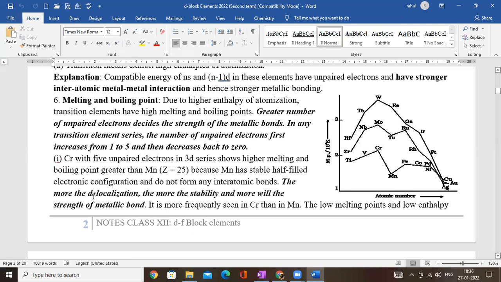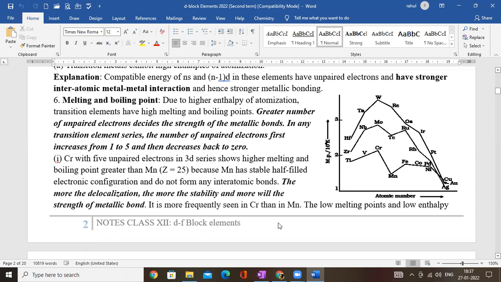There is another point. Remember beta, the more the delocalization, the more the stability and more will be the strength of metallic bond. That means if there is more delocalization of electron, the greater will be the stability of the atom, and greater will be the metal-metal bond formation. You will find that this is seen in case of chromium and not in the case of manganese. कहने का मतलब मैंगनीज के जो इलेक्ट्रॉन्स हैं वो डीलोकलाइज नहीं होते हैं, दे आर ऑलरेडी स्टेबल.